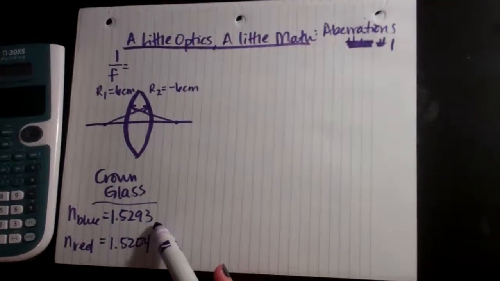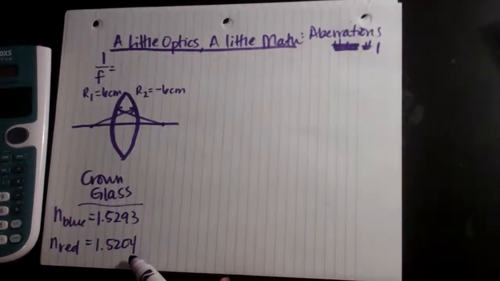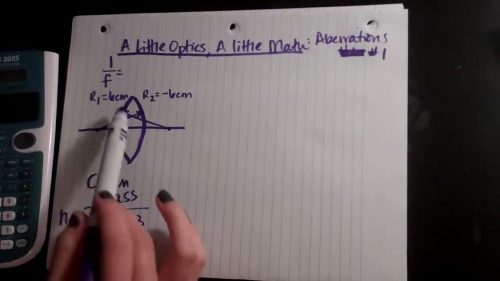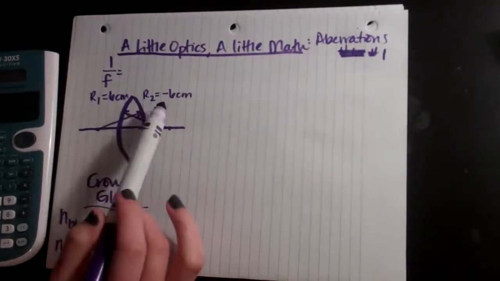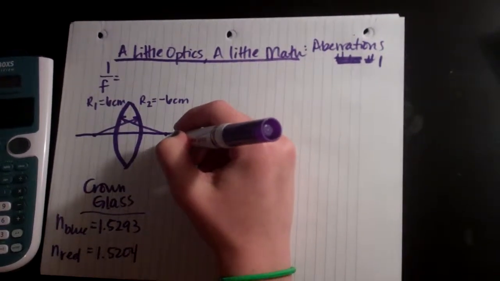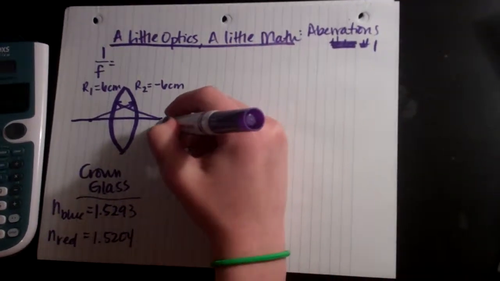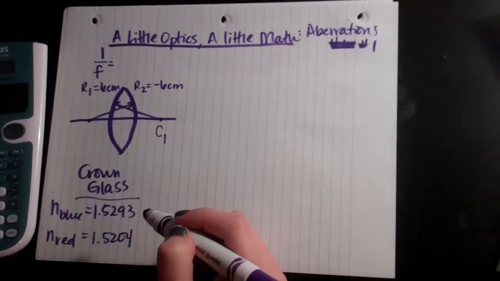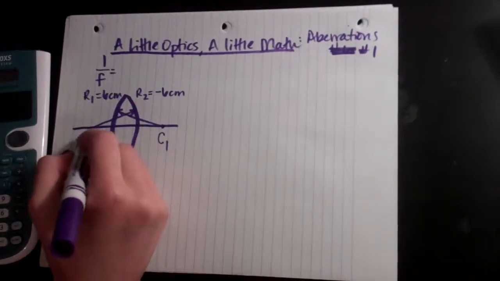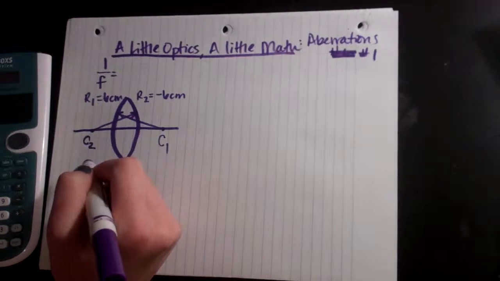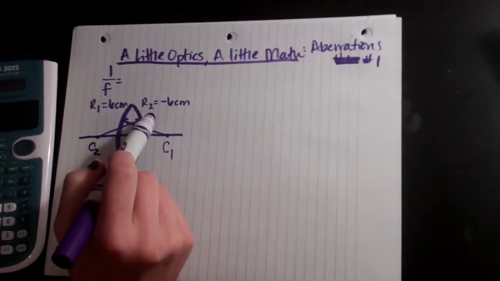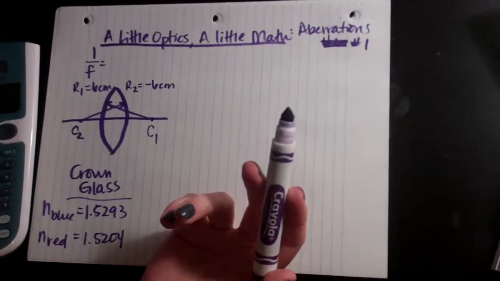So here I have the indices of refraction for the blue light and the index of refraction for the red light. Here I've drawn sort of a little diagram of what that lens would look like and included the radius of curvature for each side. For R1, the center of the circle is positive, so therefore the radius of curvature is positive, and then for the other side, R2, the center of the circle is negative, so the radius of curvature is going to be negative. That's how I remember it in my head.